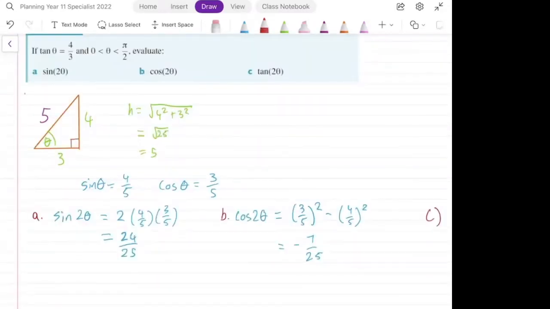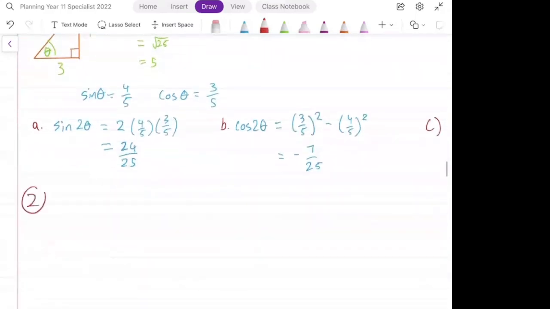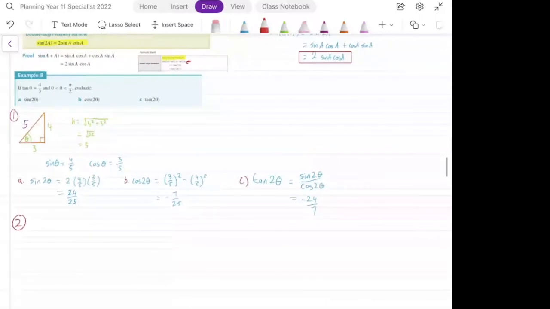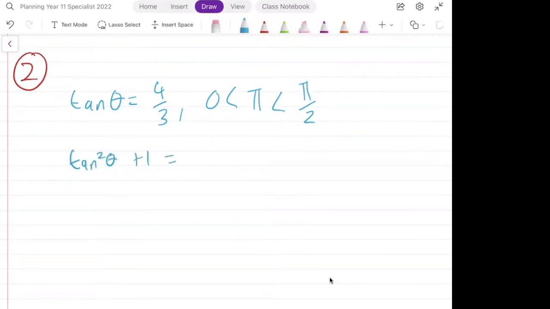Okay, I'm going to call this method 1. I'm going to show a second method for how I could find sine and cos. So method 1 is to draw my triangle. Method 2 is to use our Pythagorean identities. So another way I could solve for this question is to use the second of my Pythagorean identities, which is tan squared theta plus 1 equals sec squared theta.